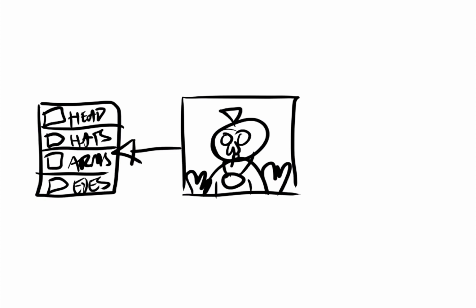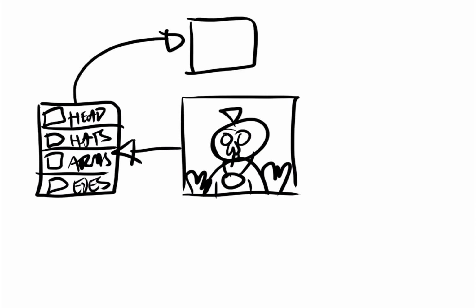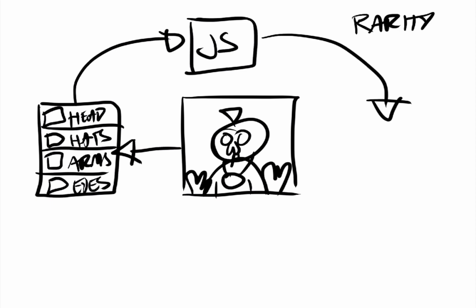Each layer of our mutant is going to be exported as an individual image, which is then going to get run through a piece of JavaScript that I'll go through fully in a moment. This JavaScript is not only going to compile our final piece of artwork from these individual layers, but it's also going to append metadata such as rarity to each feature of our mutant.